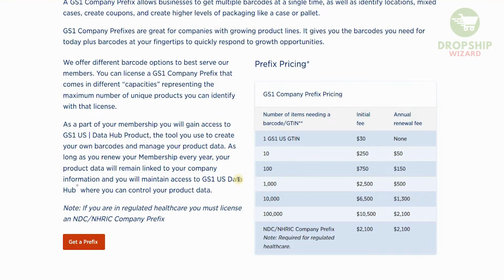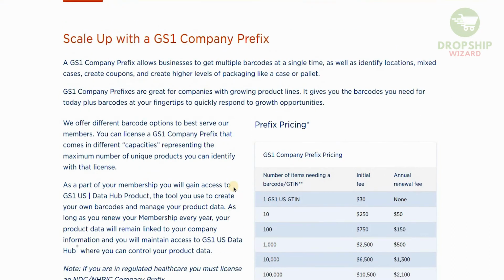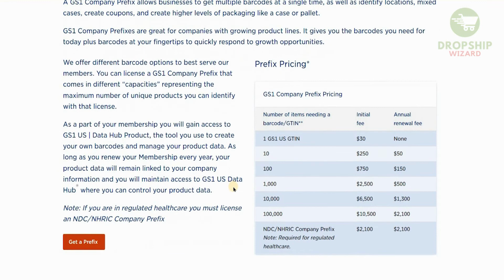So obviously this is on the expensive side of things, but to ensure that you always have the right product and the barcodes are always unique for your product, this is essential so that you always have the right thing available.